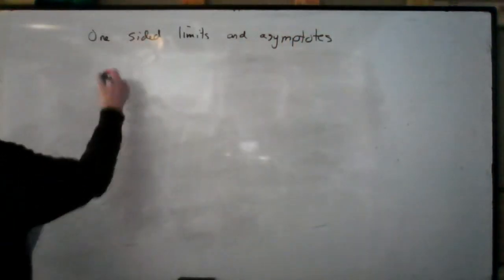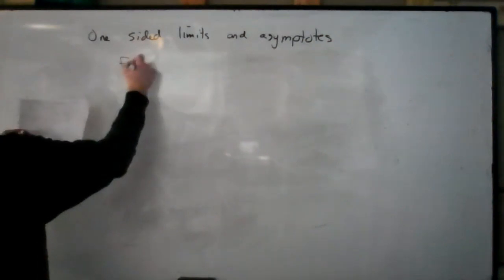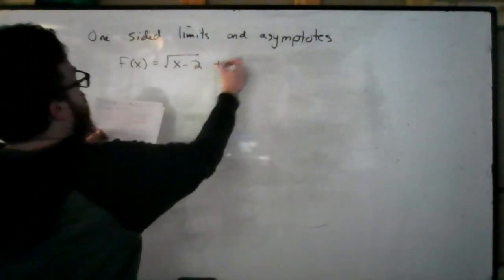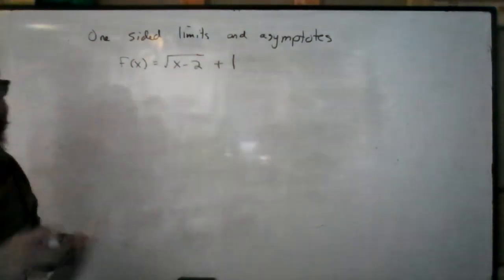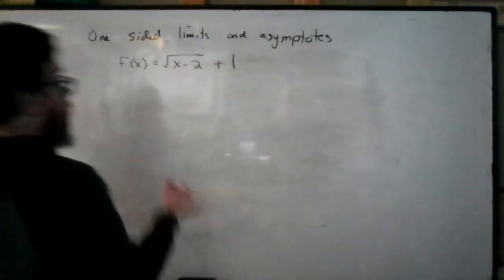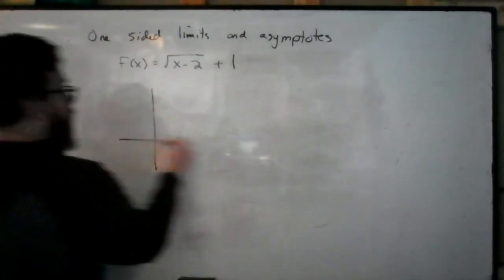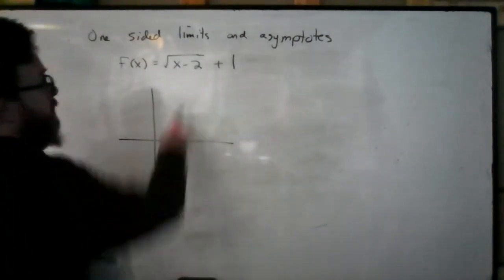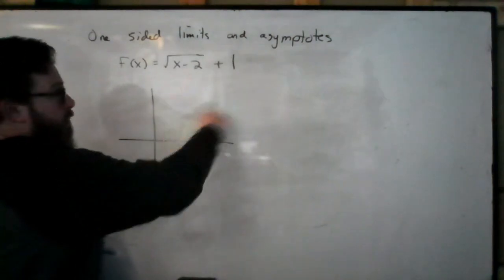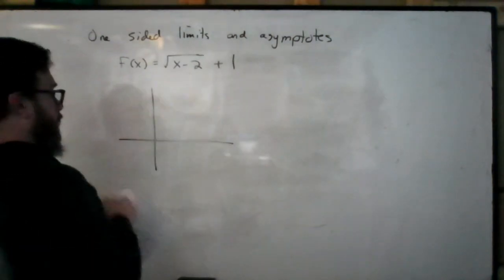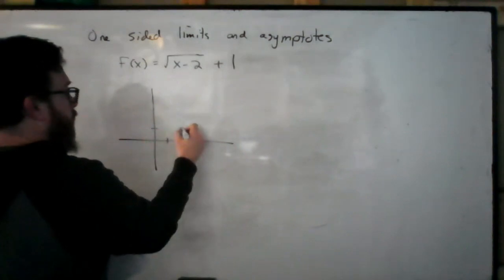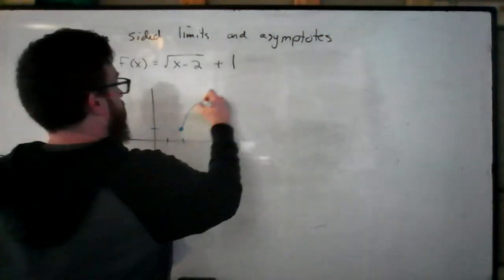So first, let's consider f of x is equal to the square root of x minus 2, plus 1. Now this is something that we've had to graph in a pre-calculus class, and perfect for the introduction of one-sided limits. So what I know is this x minus 2 is going to take that radical function and shift it right 2 and up 1. So it's going to go right 2, up 1. So we can see that our radical function is going to look like this.